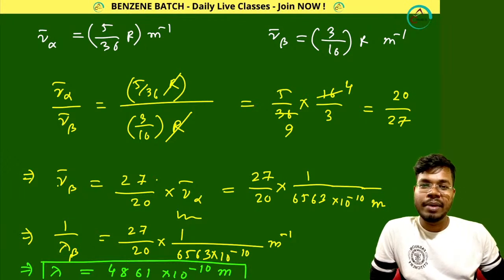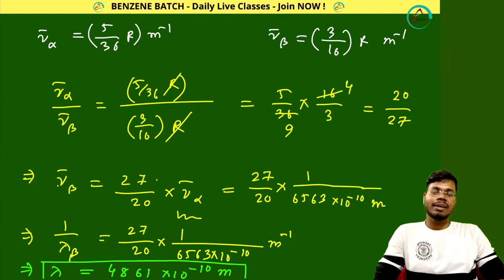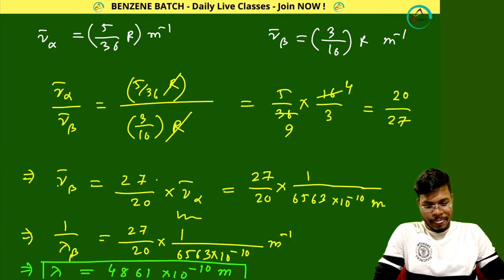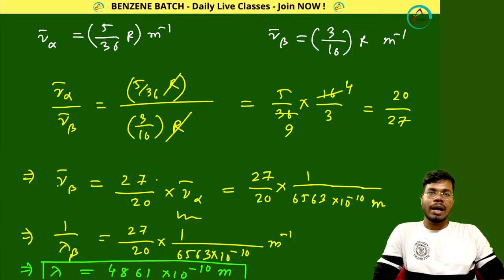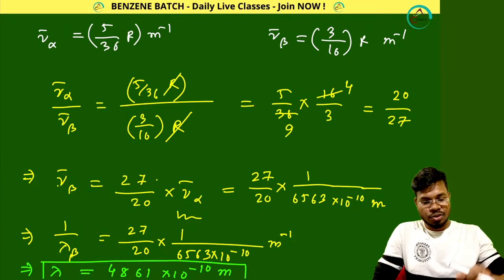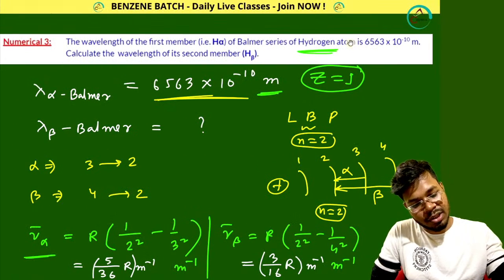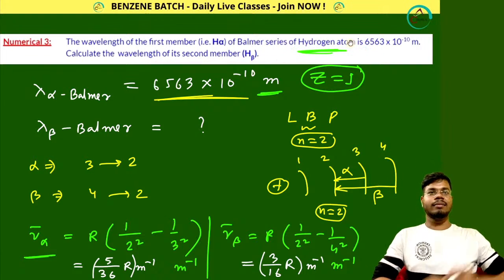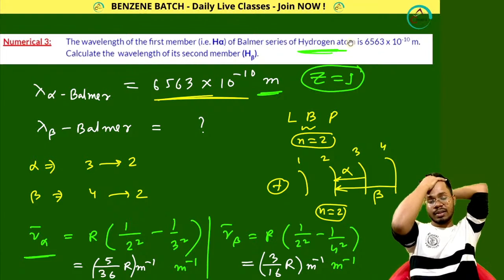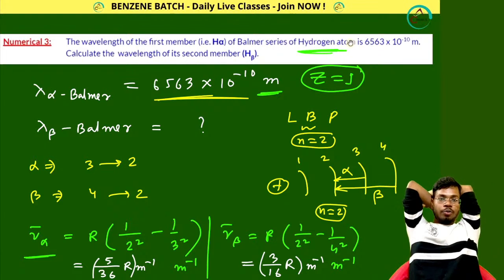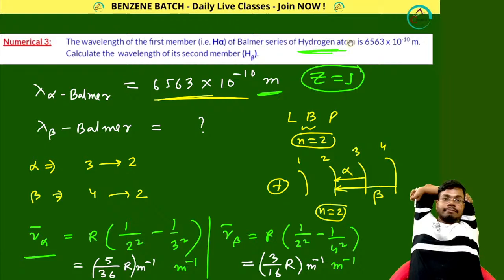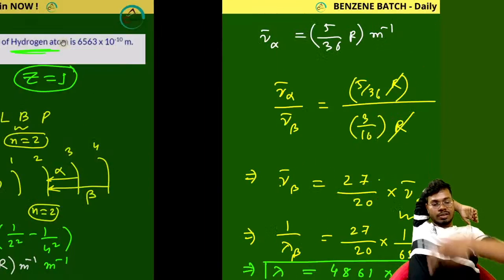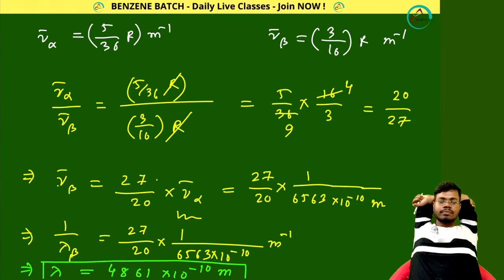So tell me, is that clear or not? How have I just solved this question? They just gave you this information for the H alpha line, and you just need to calculate for the H beta line. Is that clear? How did I solve that? Okay, just solve it from here. It's just a normal problem.